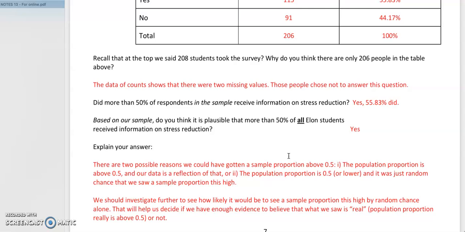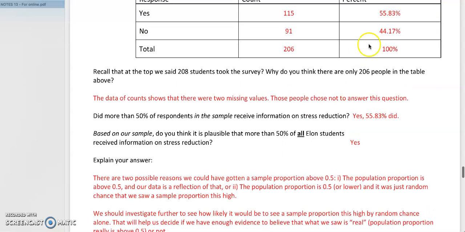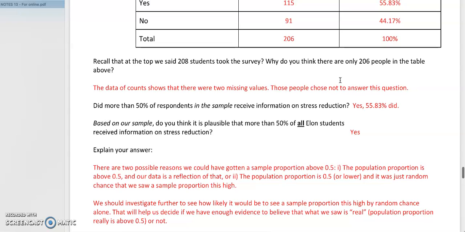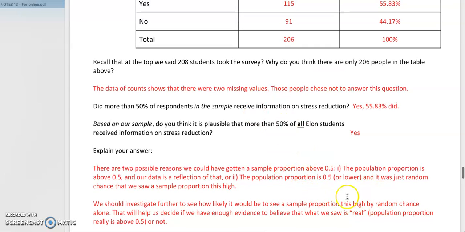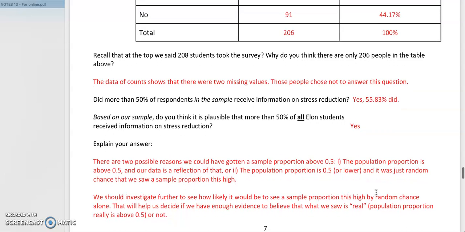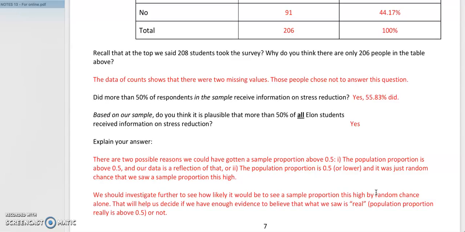But we still can't rule out this second option, which is that maybe the population proportion is actually 0.5, or really even lower, and it was just random chance that our sample saw about 56% of people saying yes. So we need to investigate this further. That's what everything we're doing in statistics is really: we're saying, did we see this because of random chance alone, or does it really represent something real about our population that Elon can then communicate to others?